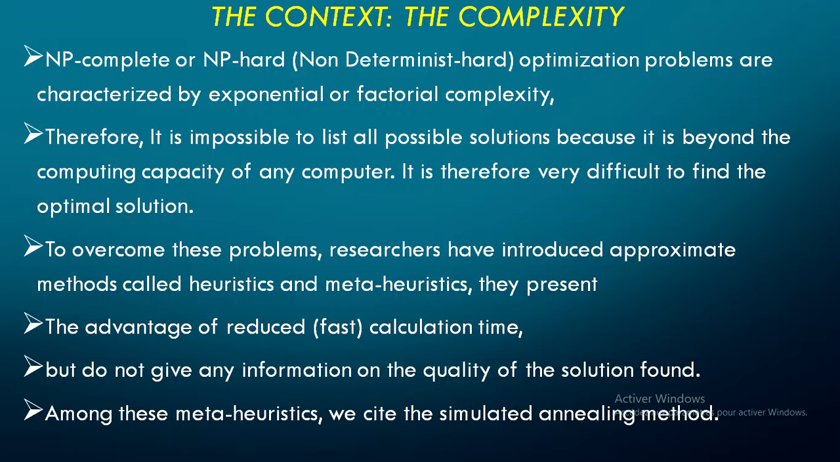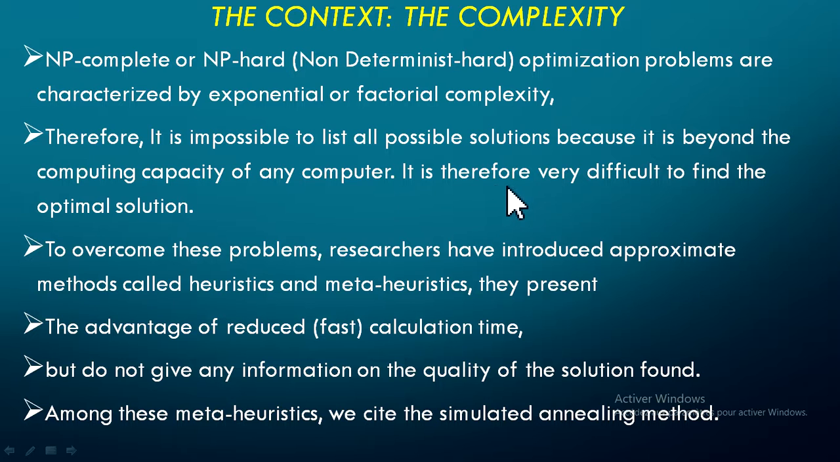So, with the definition, we can deduce the definition of an NP-complete or NP-hard optimization problem. The abbreviation NP means non-deterministic. So the NP-complete, NP-hard or NP optimization problems are characterized by exponential or factorial complexity. Therefore, it is impossible to list all possible solutions because it is beyond the computing capacity of any computer.